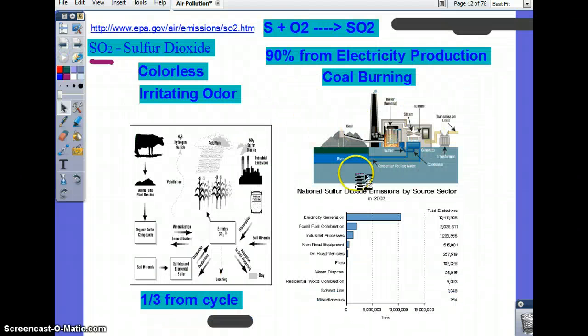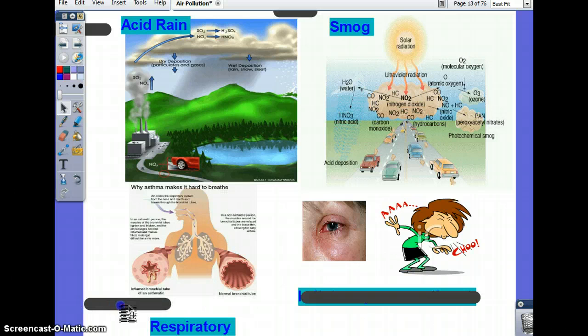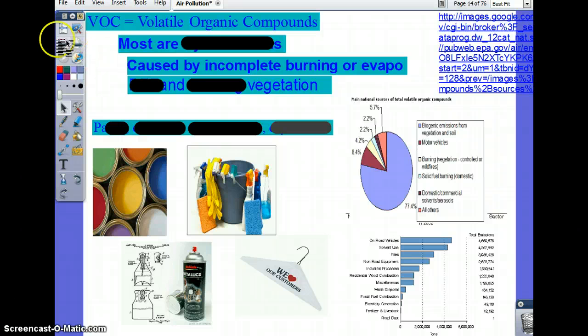We're going to get into the explanation of this diagram in the next couple of chapters. Here are some effects. Sulfur is linked to acid rain, and so is nitrogen, so I left them together. We're going to talk about that in a minute. They both are responsible for smog in the troposphere. They both deal with respiratory conditions, and obviously any primary pollution in the atmosphere is going to cause irritation to your lungs, eyes, nose, etc.